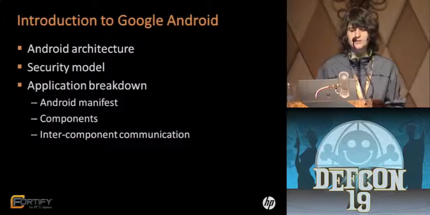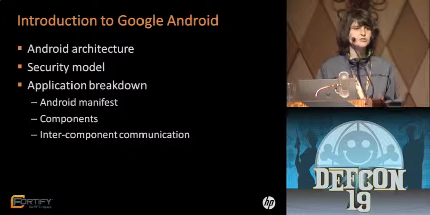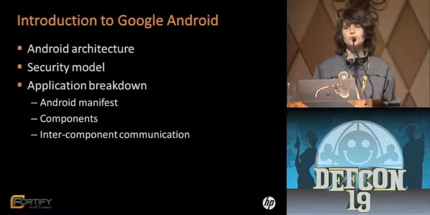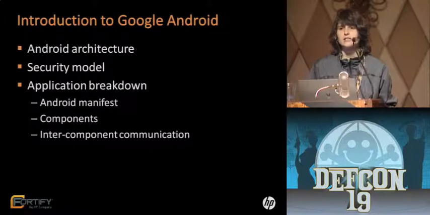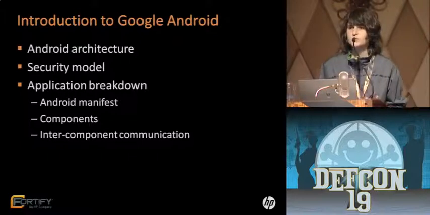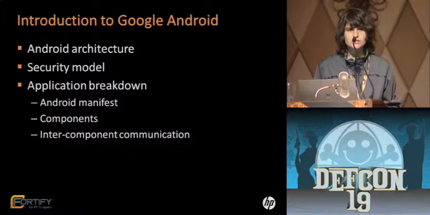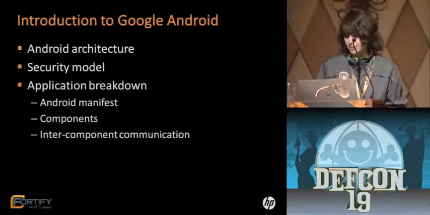In terms of introduction to Google Android, we're going to discuss architecture, security model, and also application breakdown. Basically, the Android manifest, which is a configuration file that comes with every Android application, components of Android application, and also inter-component communication.